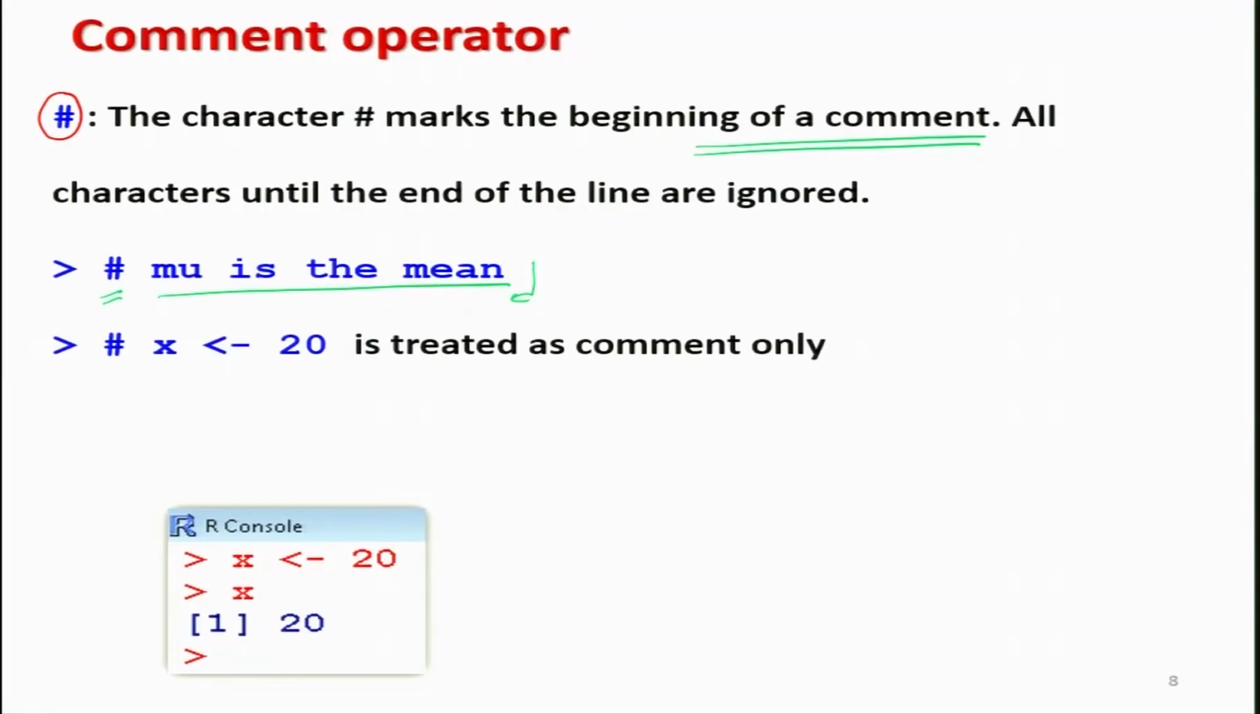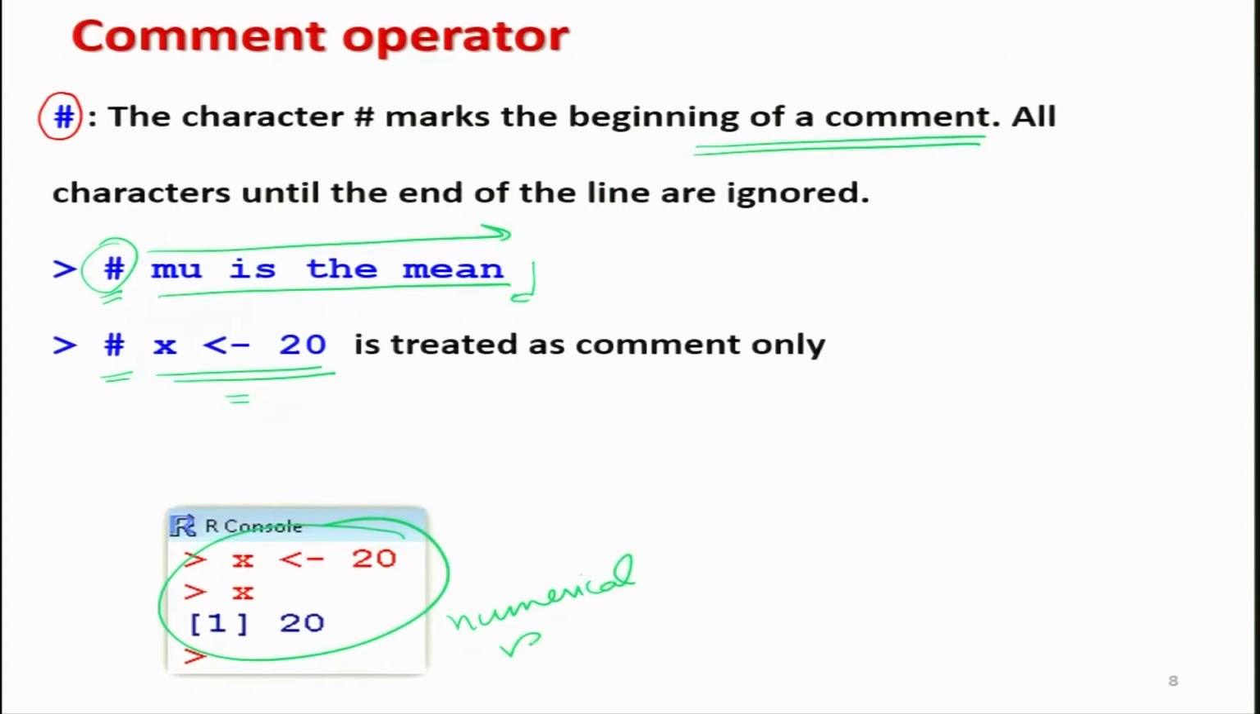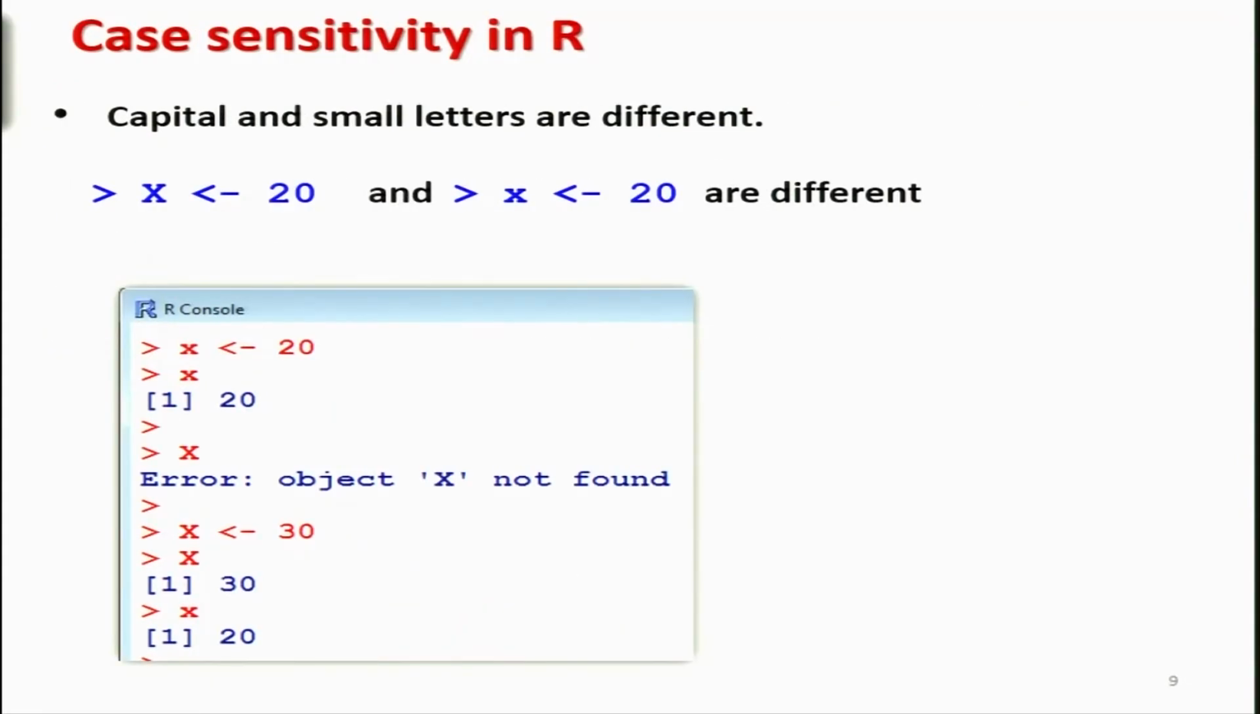That is accepted. As soon as you write hash, all the characters after this up to the end of the line are simply ignored, and R will skip this line. R will come to know that I do not have to operate on this line. Similarly, if you write "# x = 20" or "x # <- 20", then it is considered only as a comment. For example, if you write x <- 20, it takes it as a numerical value, and the value 20 is assigned to x. But when you write the hash here, then it is not going to be like this.